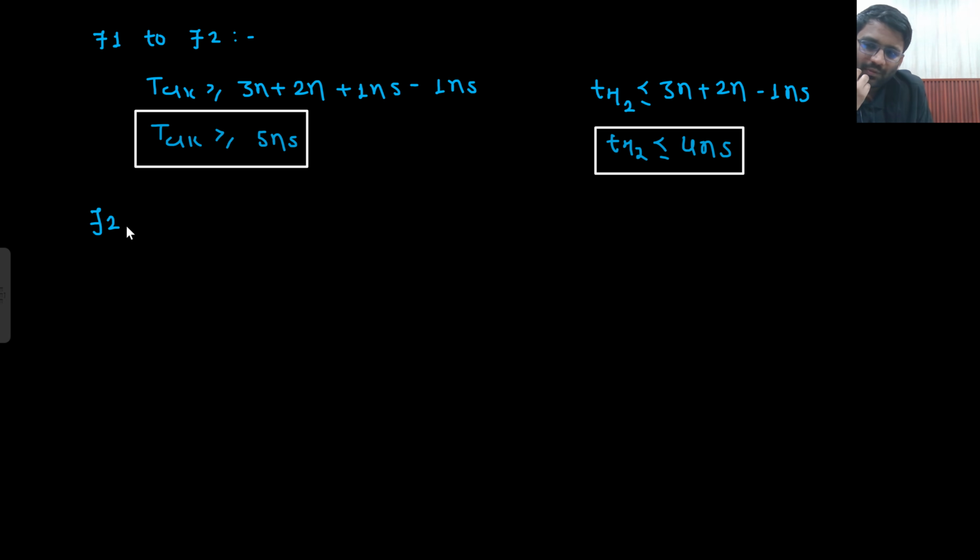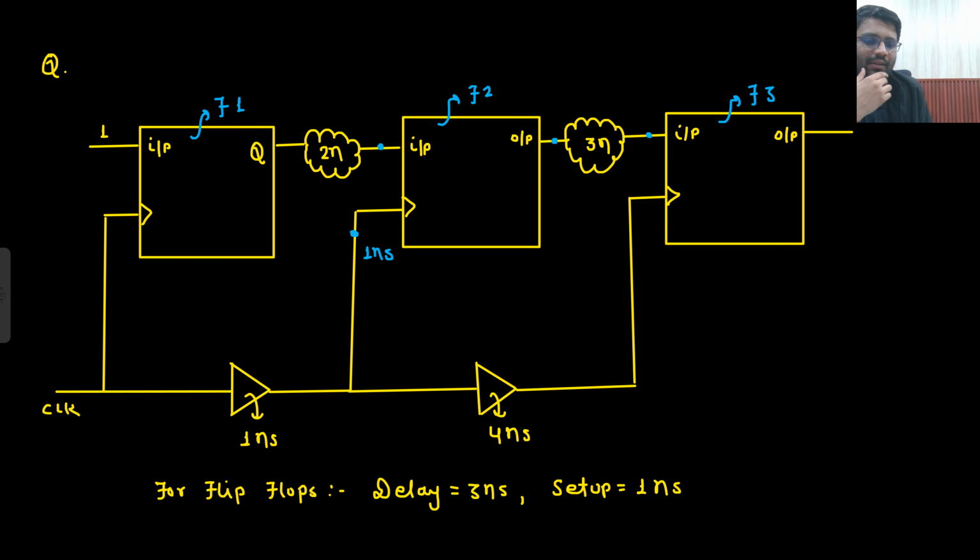Now we need to work from flop 2 to flop 3, right? Understandable? So we need to reach till this point. We will start from the clock. There is a delay of 1 nanosecond, then this delay will be counted. You are not starting from here. You will always start from the clock. So a delay of 1 nanosecond.